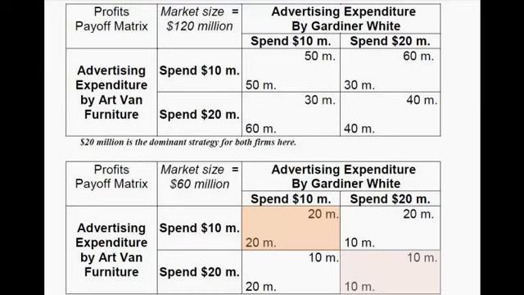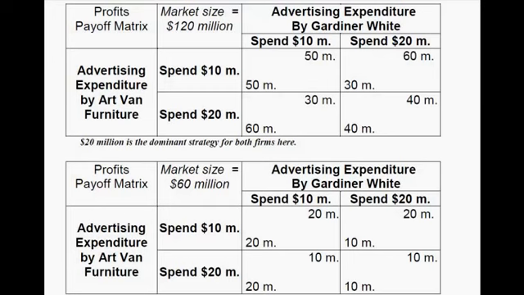So we've accounted for the $10 million in the bottom right-hand cell and the $20 million in the top left-hand cell. The firm that spends twice as much will get two-thirds of the revenue. So the firm that spends 20 when the other spends 10 will get 40 in revenue, minus 20 equals 20 in profit. And the second firm that spends 10 will get one-third of the market, which is 20, minus 10 in expenditure, so we get a profit of 10. We've accounted for all four sets of outcomes.